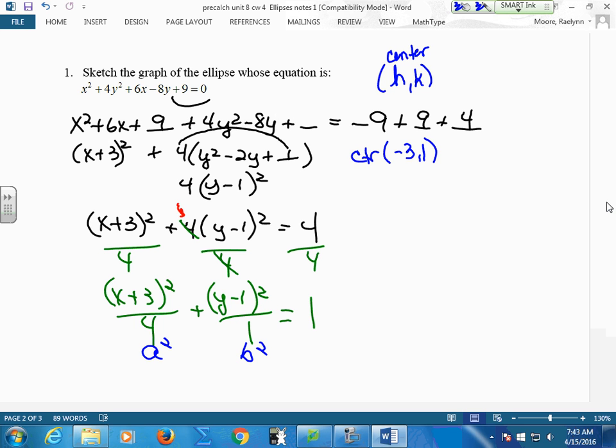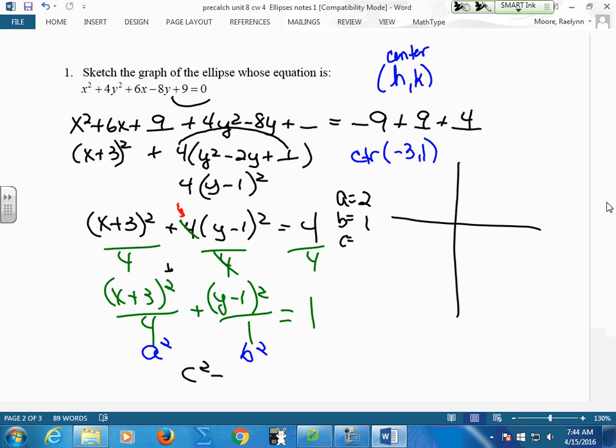Now you really can't use your calculator. You really just have to sketch. So we're going to set up a equals, b equals, c equals. Notice they're squared. An easy way to remember it is this way. It's squared on the top. This is also squared. So what's the square root of 4? 2. So a is 2. What's the square root of 1? 1.